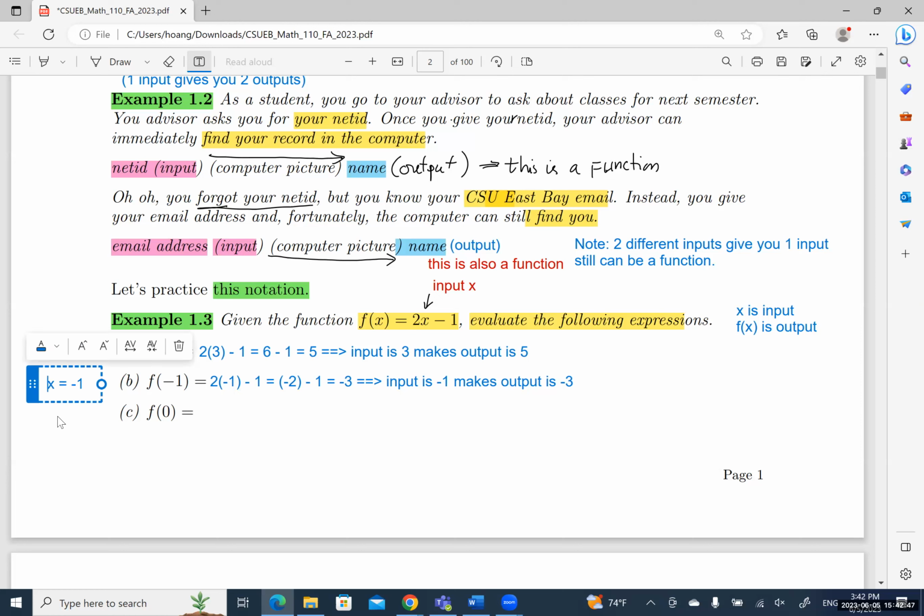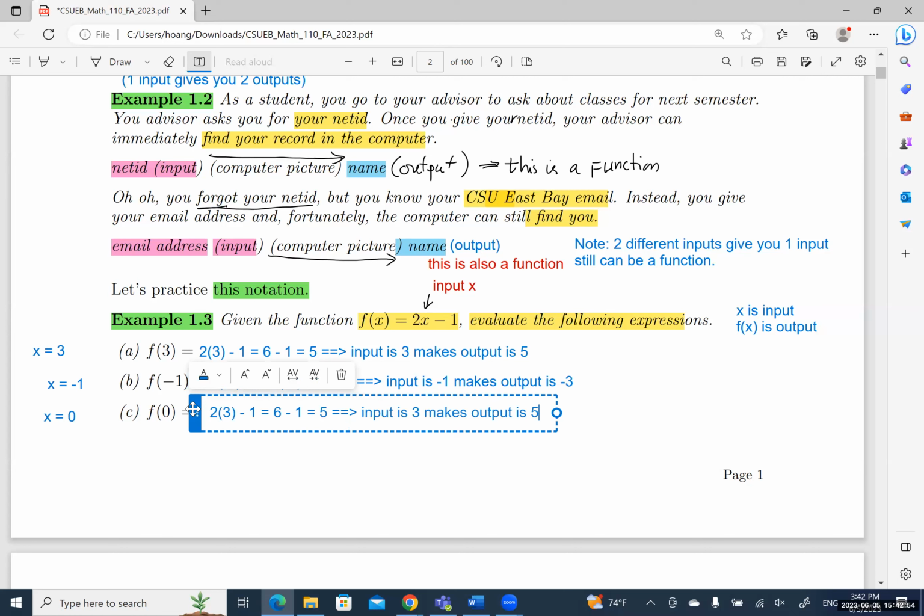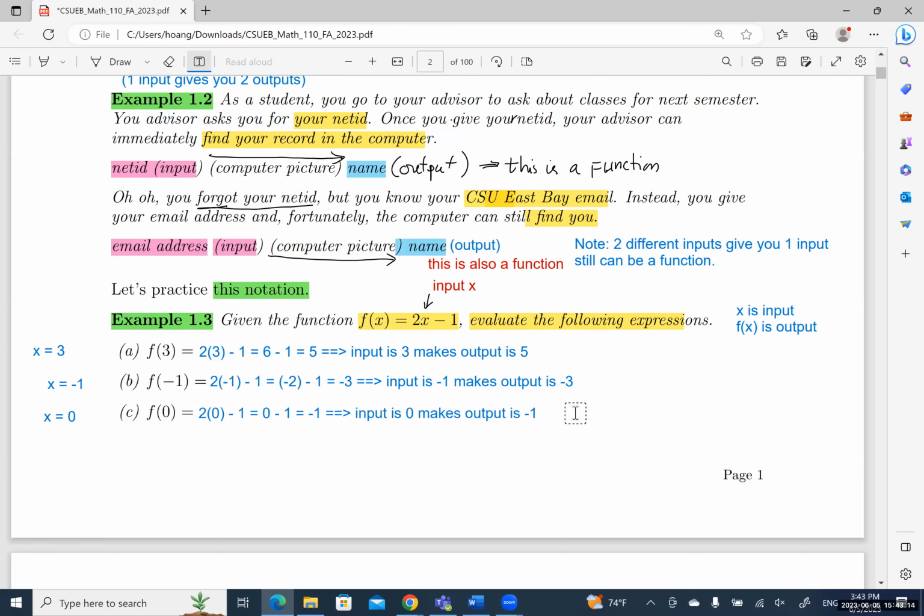All right, similarly, the last one you get x equals 0, right? So change all the input to be 0. So 2 times 0 is 0, and that gives you -1 here. The input is 0, the output is -1. So these are some simple problems about evaluating the function.